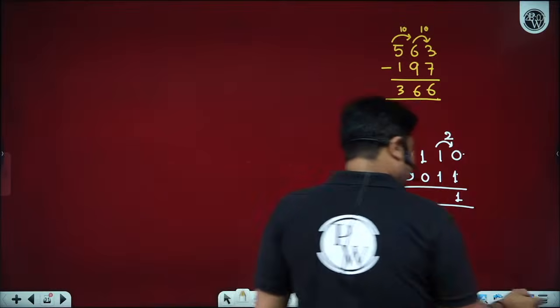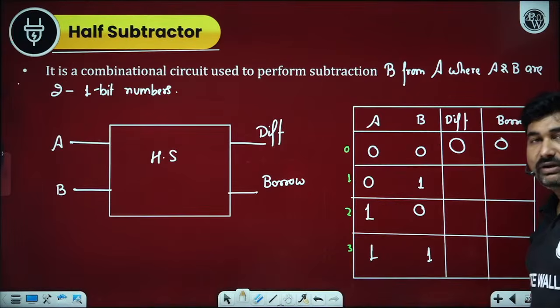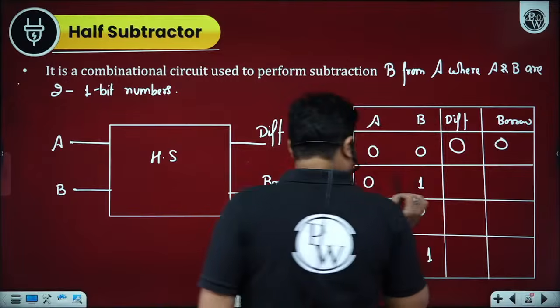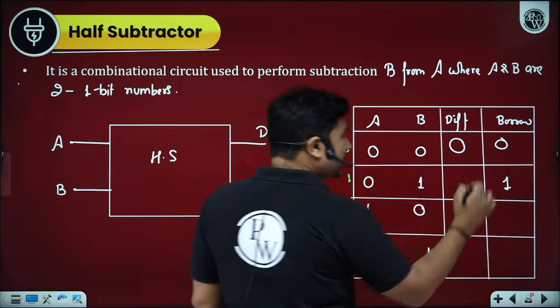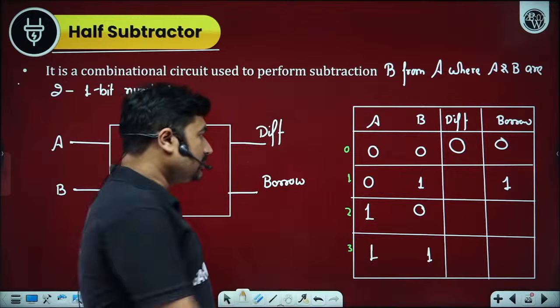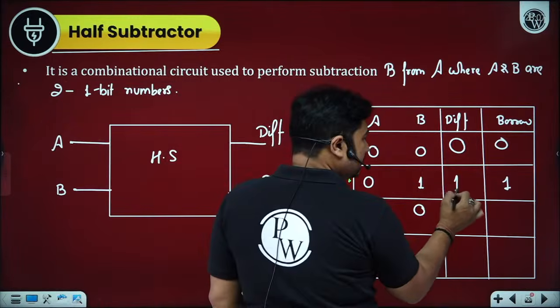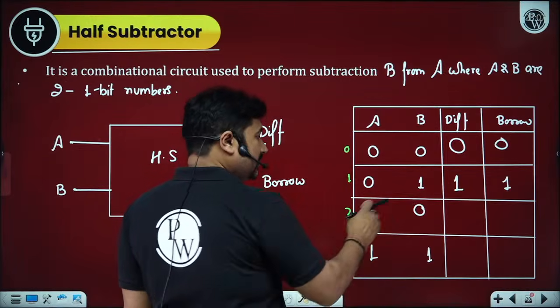In the same way, whenever we have to take a borrow, then the borrow pin will become high. So can you perform 0 minus 1? No, sir, we can't perform 0 minus 1. We must take a borrow. And if you are taking a borrow, the borrow pin will become high. Now this will become 2. 2 minus 1 will be 1. Is it okay?